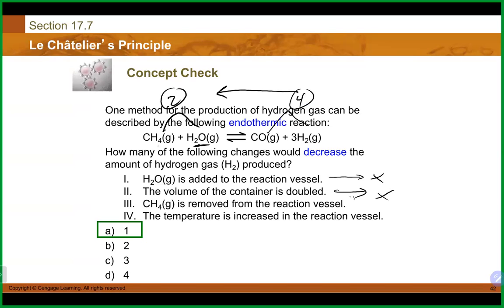CH4 is removed. So that is removed, which is a reactant. So that's going to cause it to shift towards it. So that will do it. And lastly, the temperature is increased. So this is endothermic, which means heat would be over here. And if we increase the temperature, it would cause it to shift away. So that would not do it. So number 3 there looks like what would cause it to make less H2 in this case.